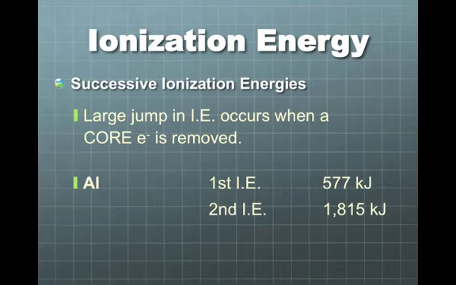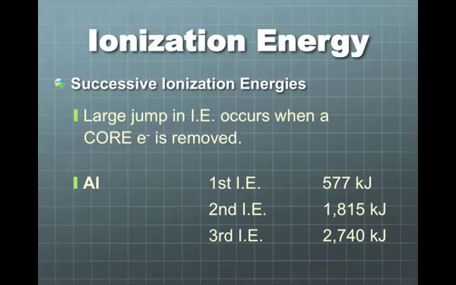Alright, just a little bit different. My slide jumped around. For example, the first ionization energy of aluminum. Aluminum, we know, has 3 valence electrons. Now, the first electron takes 577 kilojoules of energy to pull away. The second electron takes more energy to pull away. The third electron takes a whole lot more energy. Now, aluminum has 3 valence electrons.